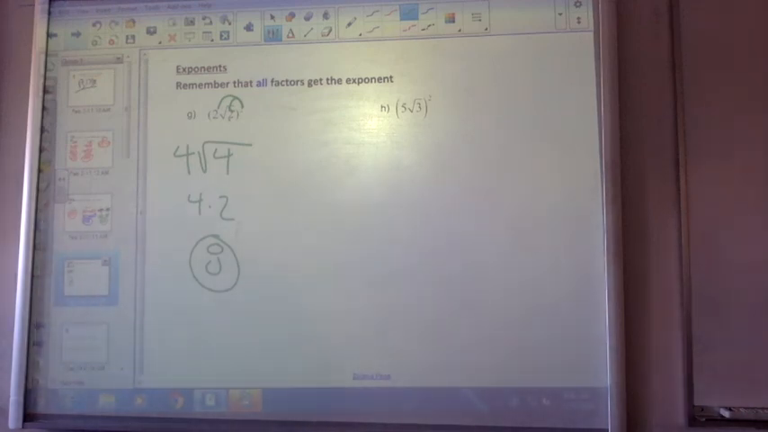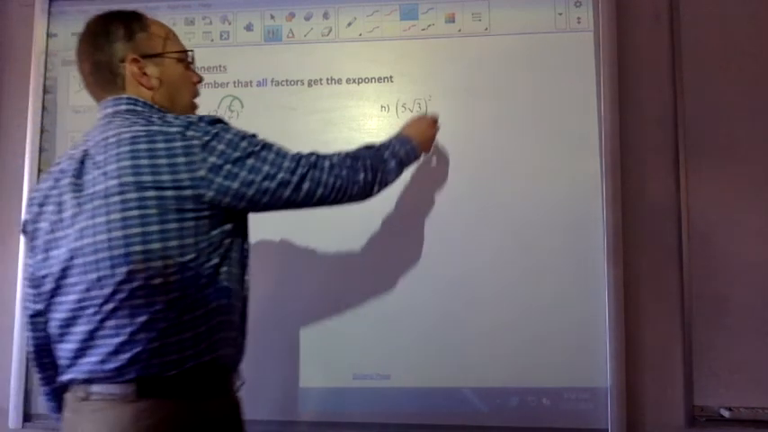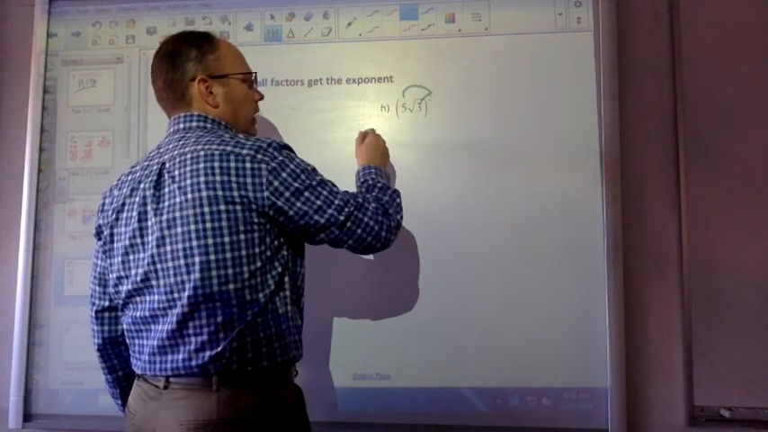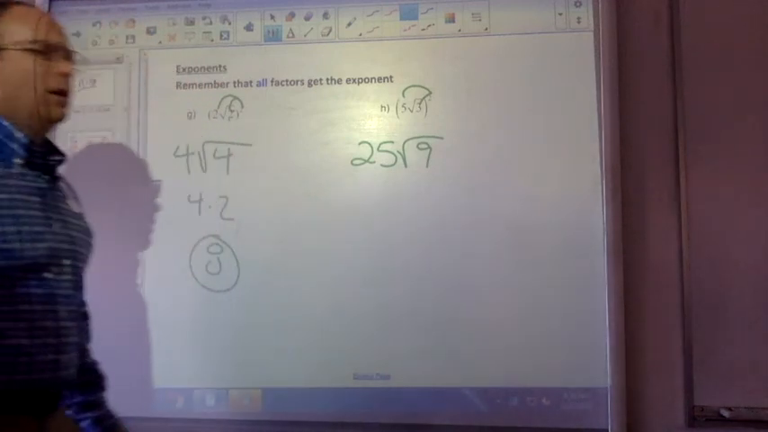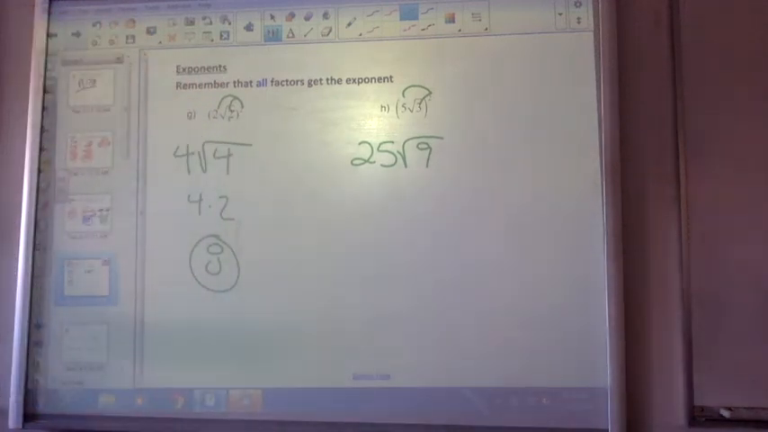And then letter H, I'm going to square the 5, and I'm going to square that, so I get 25 square root 9. Y'all see where the 25 came from? Because I squared 5, so 5 squared is 25. And then I squared root 3, so root 3 times root 3 is root 9. What's root 9? 3.